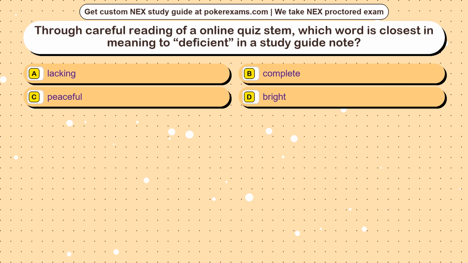Question 25. Through careful reading of an online quiz STEM, which word is closest in meaning to deficient in a study guide note? Option A, lacking. Option B, complete. Option C, peaceful. Option D, bright.